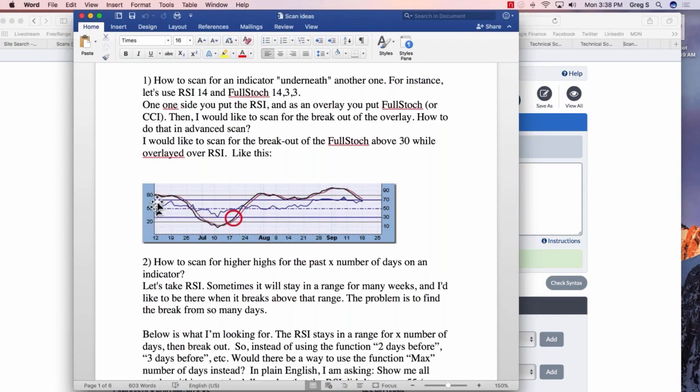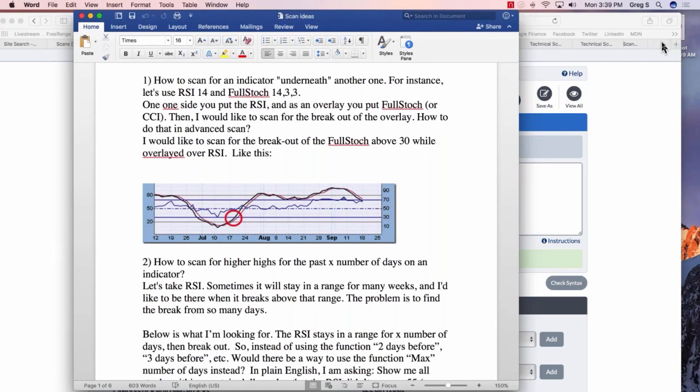So in this particular case, both of them have the same scale, and the person wanted to find a breakout of a full stochastic above 30 while overlaid on the RSI. The RSI and the stochastic have nothing to do with each other. So in this particular case, they would work together.